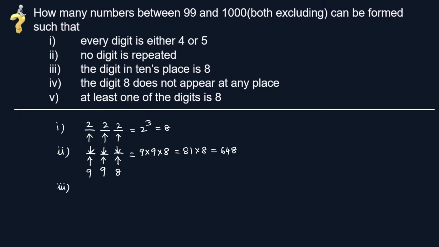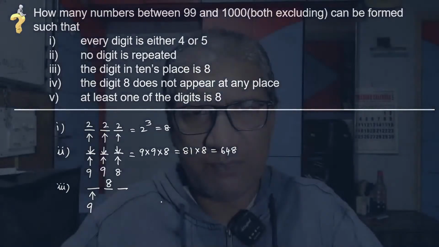It states that the digit in the tens place is 8. Means in this 3-digit number, they have already said that 8 has occupied this place. Now they have not said anything about whether the digits will be repeated or not. So by default I will take that the digits can be repeated. Now the digit is always in the tens place. Which digit? 8.